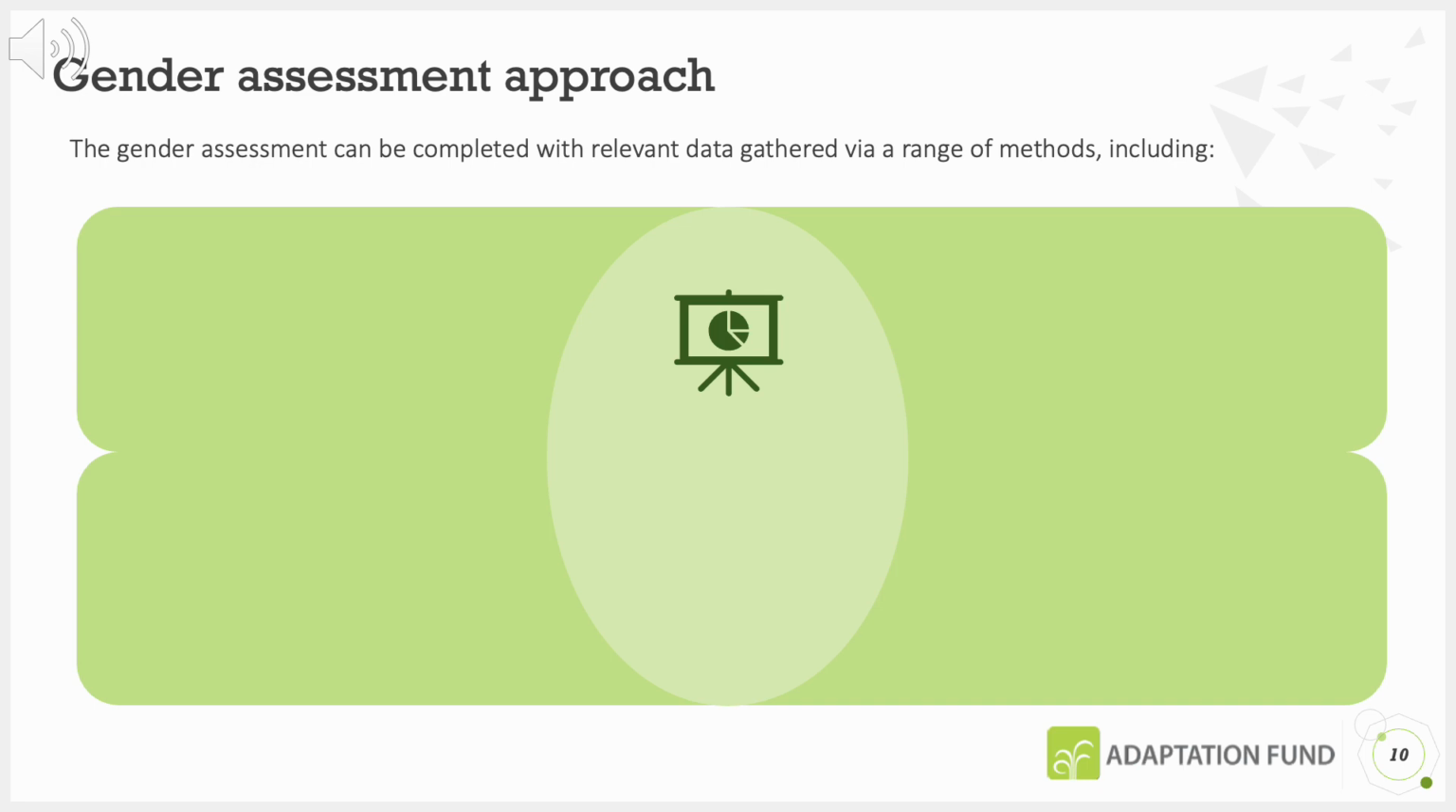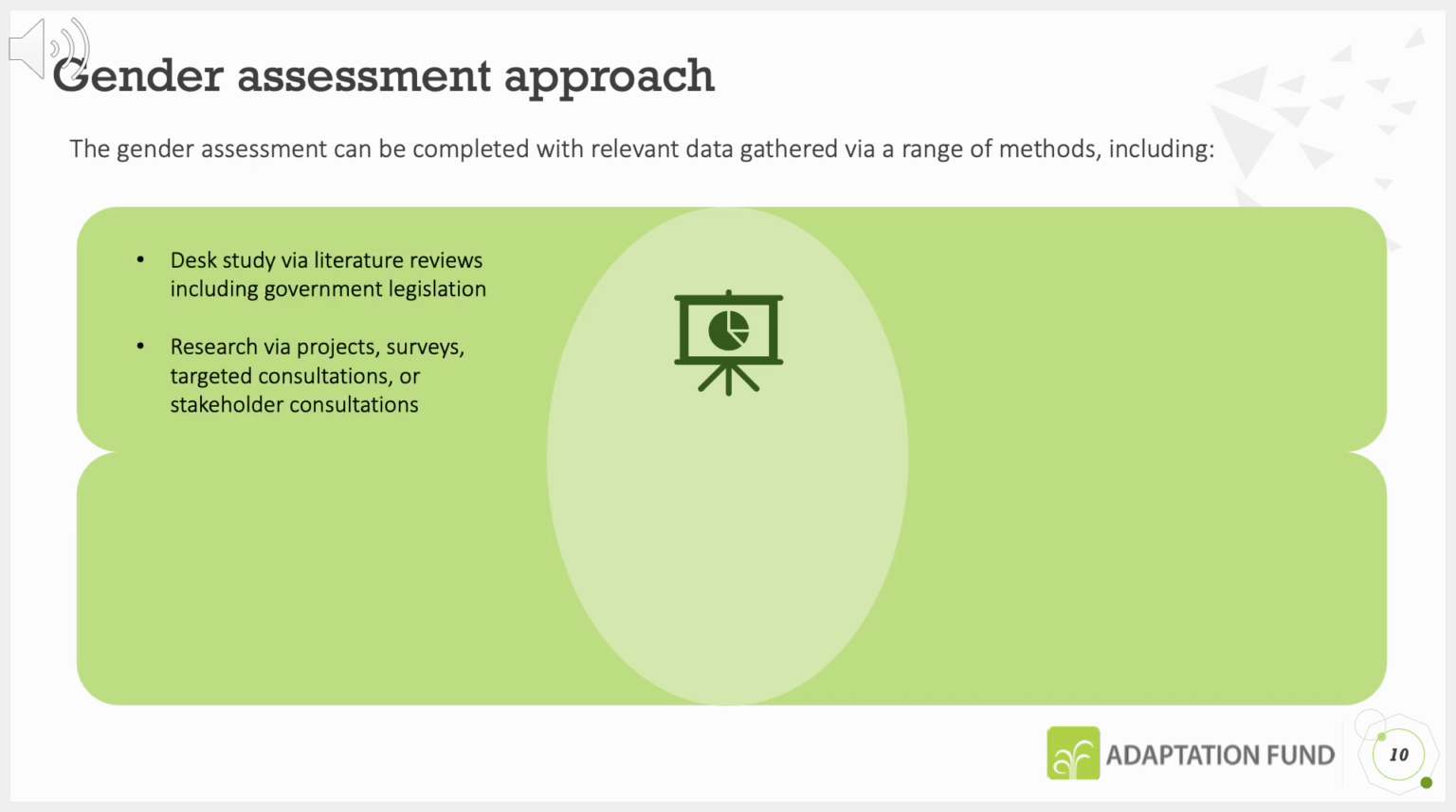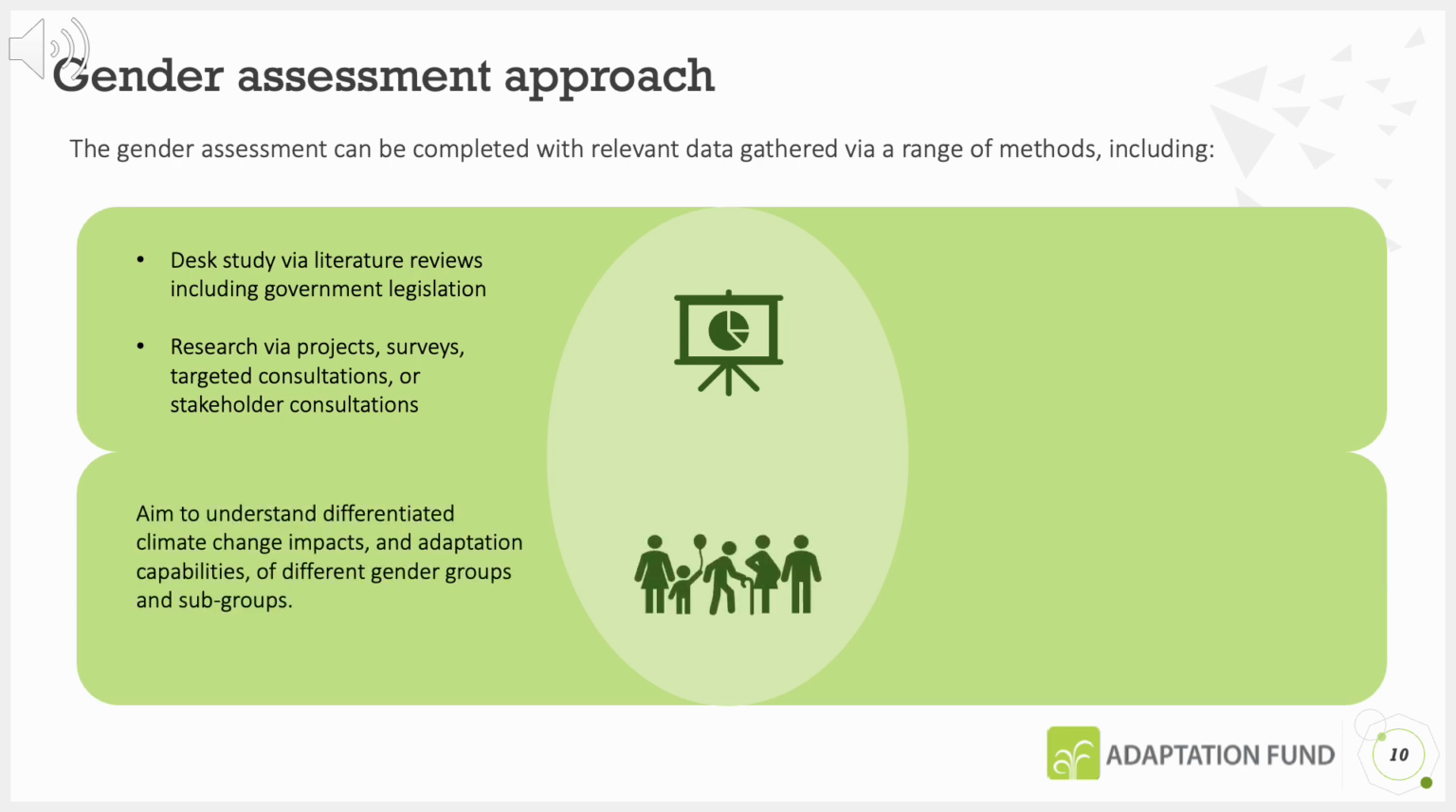The gender assessment can be completed with relevant data gathered via a range of methods, including desk study via literature reviews, including government legislation, and research via projects, surveys, targeted consultations, or stakeholder consultations. Ensure to understand differentiated climate change impacts and adaptation capabilities of different gender groups and subgroups. For example, young or displaced women may face different obstacles to older or local women. Intersectionality is relevant to design interventions that are tailored to the needs and vulnerabilities of these differentiated groups.